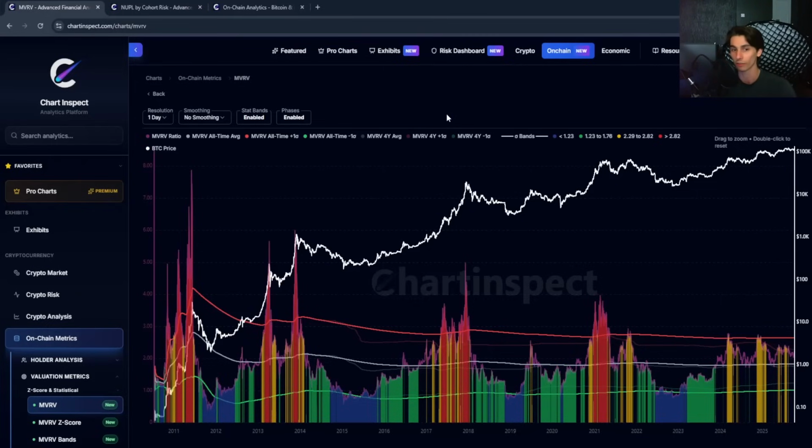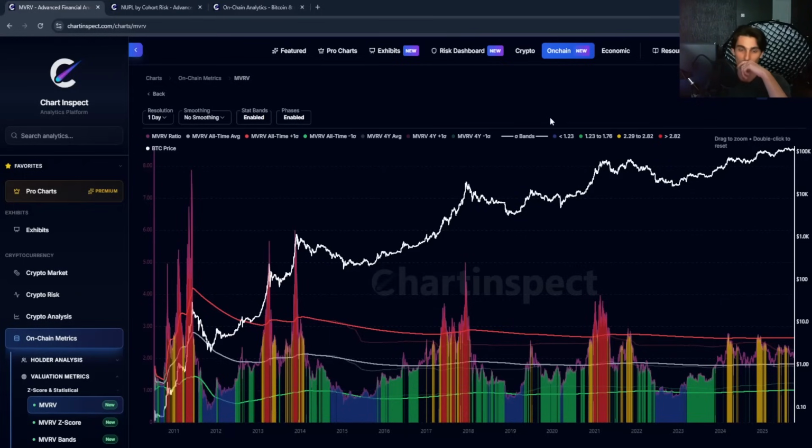First up, the market value to realized value, the MVRV. This compares Bitcoin's market cap to its realized cap, which is basically the aggregate cost basis of all holders on chain. So the key point here is these statistical bands. They're calculated using historical standard deviations to basically show when we are overvalued and when we are undervalued, and these undervalued and overvalued zones in Bitcoin's market history.